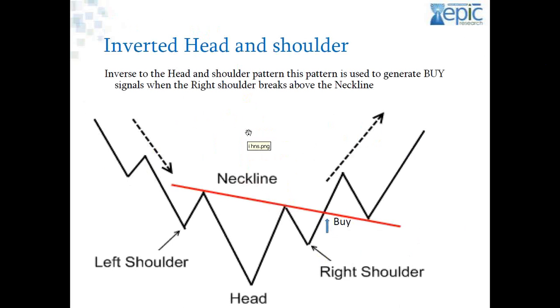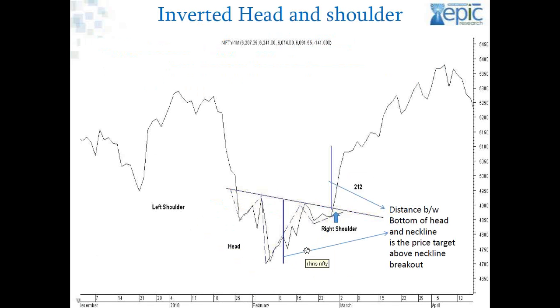This is an inverted head and shoulder pattern. Left shoulder, head, right shoulder, and this is the neckline break above. This is how it works. We have seen the distance between the high and the neckline was around 212 points. This was the neckline breakout. It covered at least 212 points. Although the share gave much more, this is how an inverted head and shoulder works.